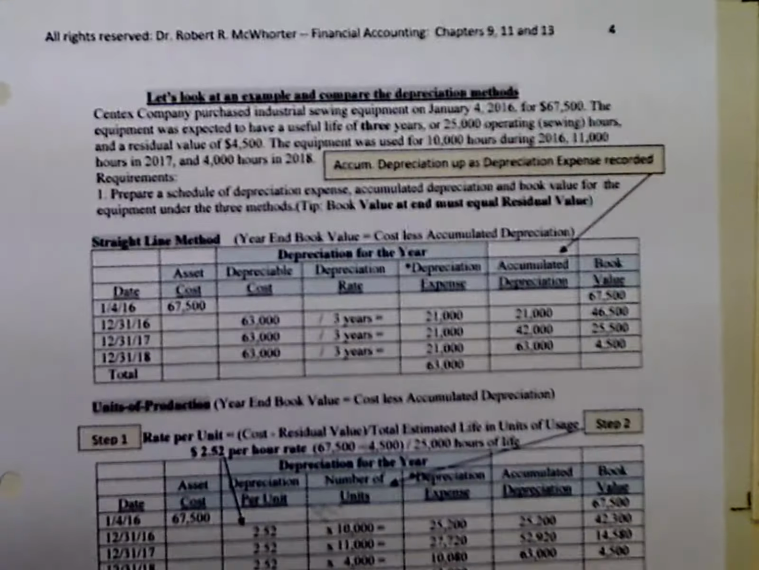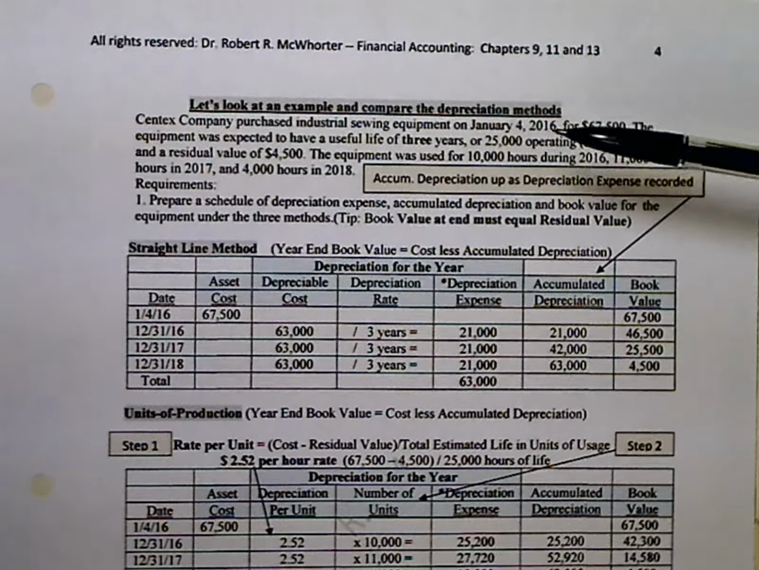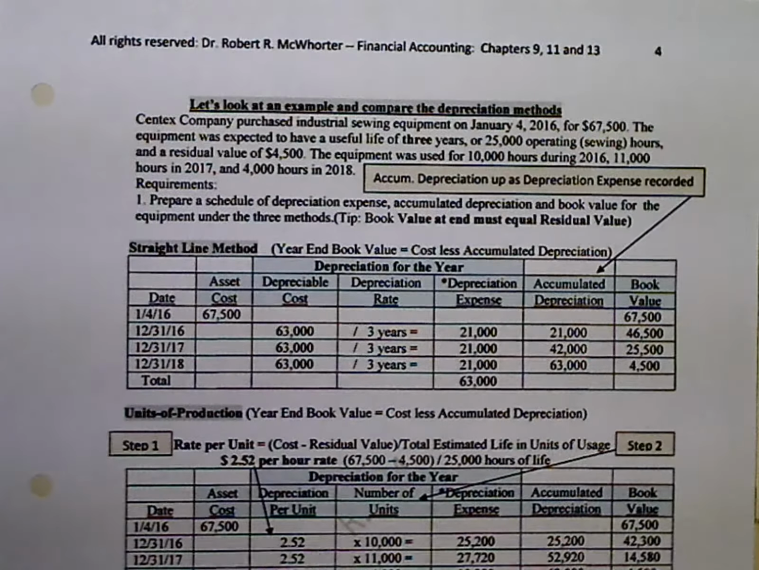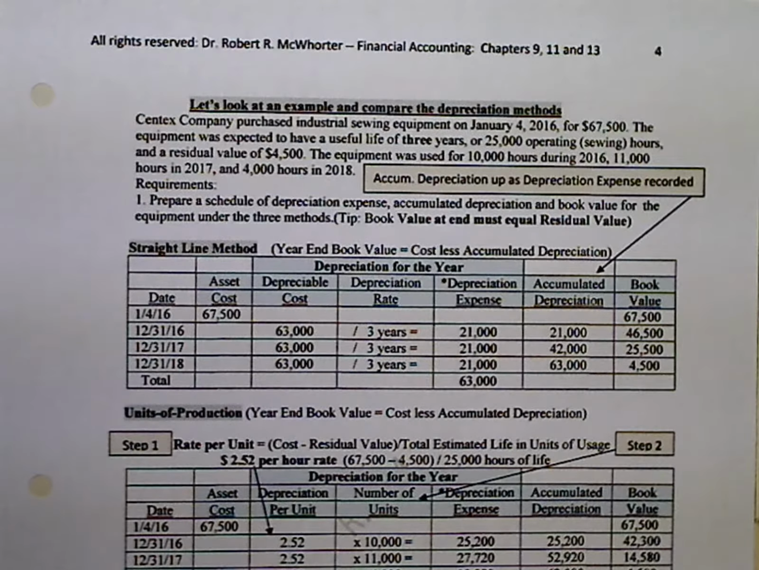Okay, the numbers will probably answer a lot of questions for us by doing an example. So let's look at an example. A company purchases industrial sewing equipment January 4th. That's wonderful, isn't it? Because it's early in the year. We're going to get to take a whole year's worth. We don't have to split it as a partial year.